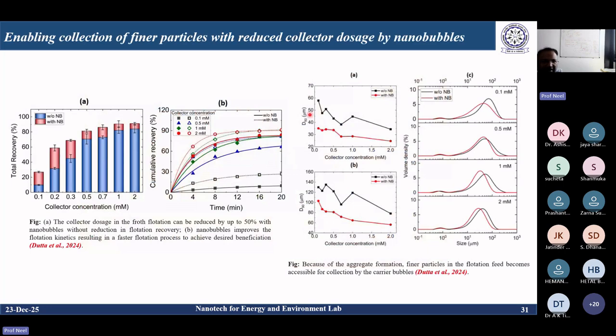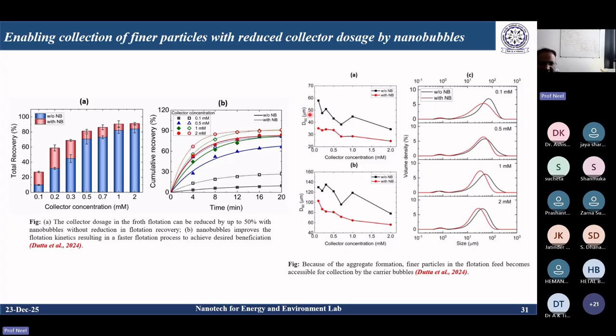We have done a lot of experiments on flotation as well, on how to recover the fine particles. So we find that the collector dose required during flotation can be reduced, but because the collector also has the same properties, the collector also provides hydrophobic surfaces, and the particle aggregation becomes prominent.